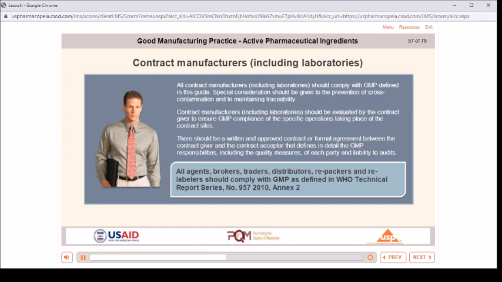There should be a written and approved contract or formal agreement between the contract giver and the contract acceptor that defines in detail the GMP responsibilities, including the quality measures of each party and liability to audits. All agents, brokers, traders, distributors, repackers, and relabelers should comply with GMP as defined in WHO Technical Report Series number 957, 2010, Annex 2.